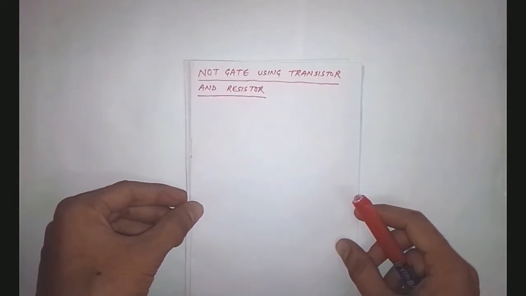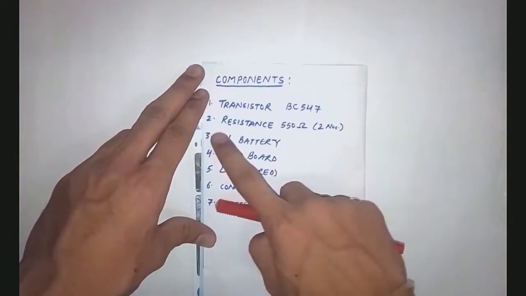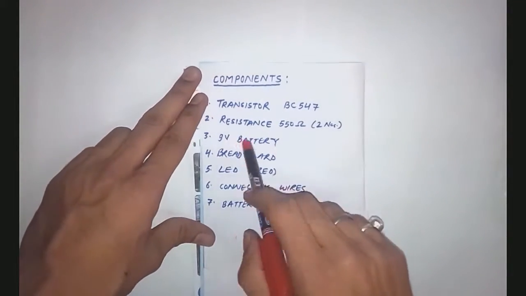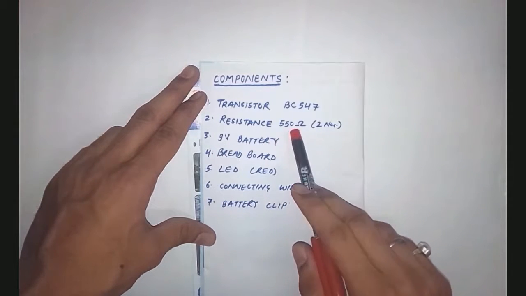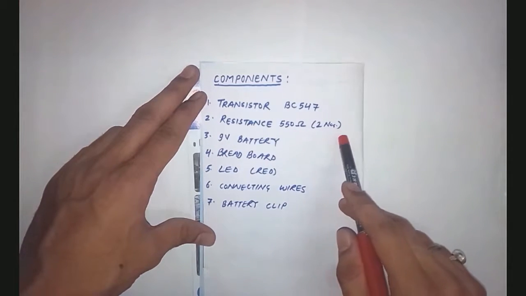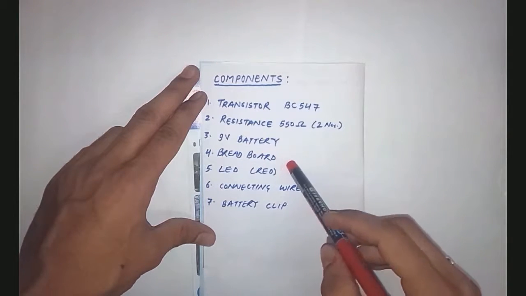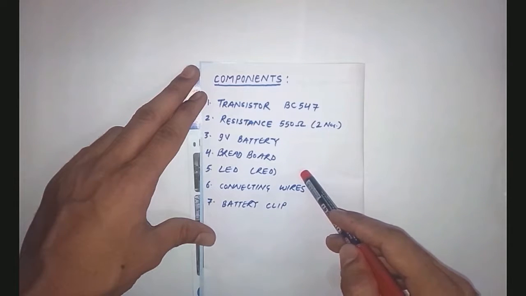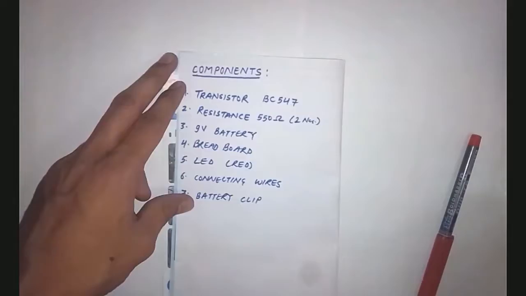Before going further, I am describing the components. The components we use in this implementation of the NOT gate are a transistor BC547, resistors of 550 ohms, number of 2, and one 9-volt battery, a breadboard, a red LED. You can use any color of LED. I am using a red one, and some connecting wires and a battery clip.